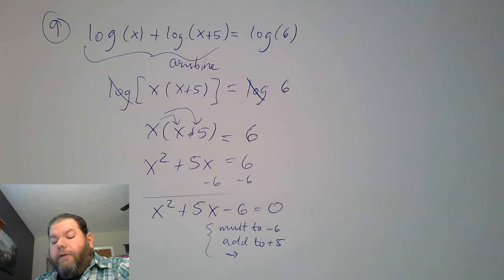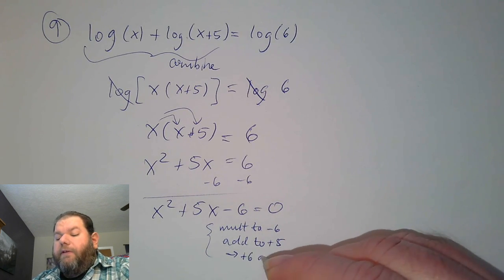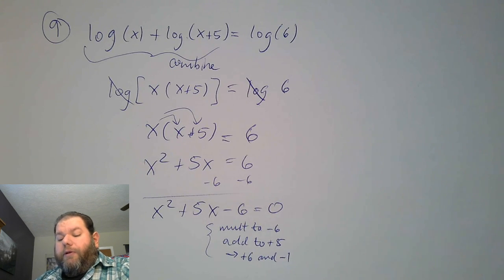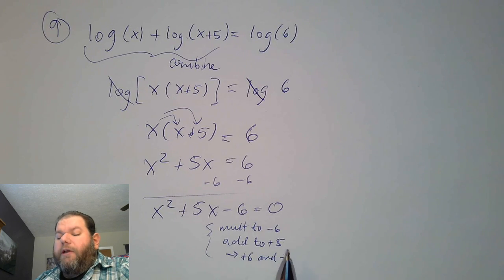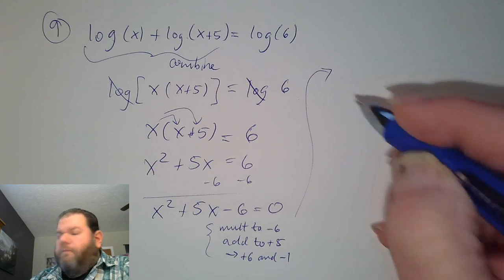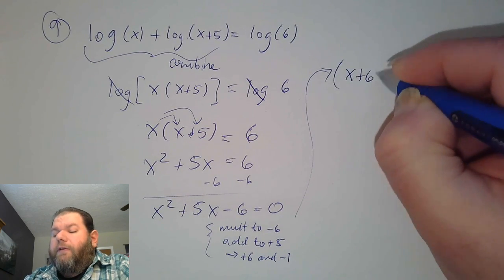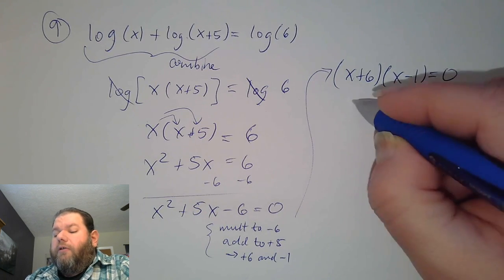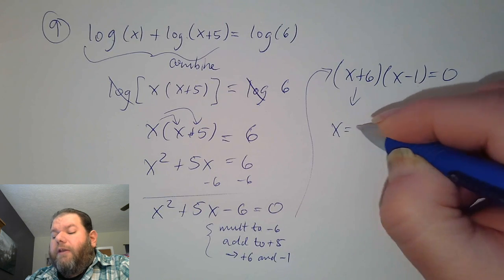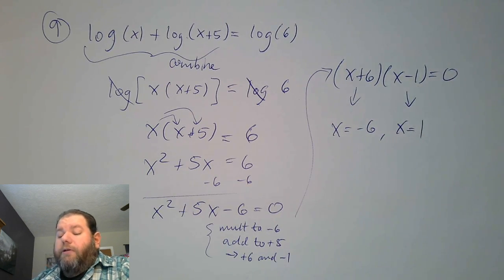Let's see, that turns out to be +6 and -1. Multiply to -6, add to +5. So it gives us x plus 6 and x minus 1 as our factors. So we get 2 solutions, x equals -6 and x equals +1.